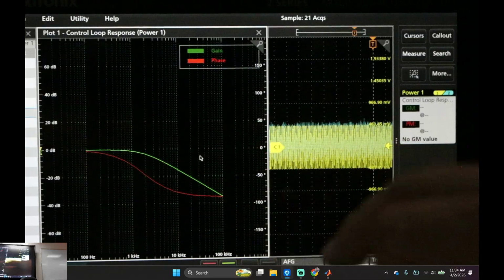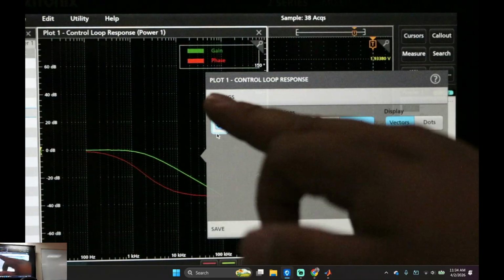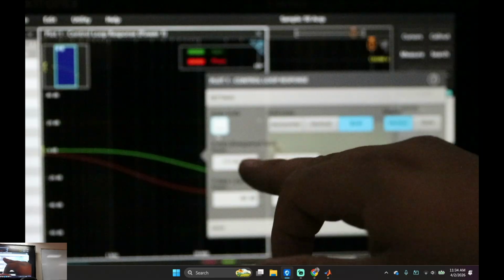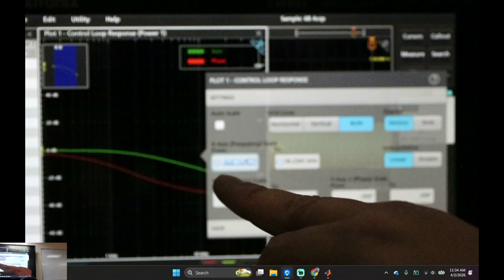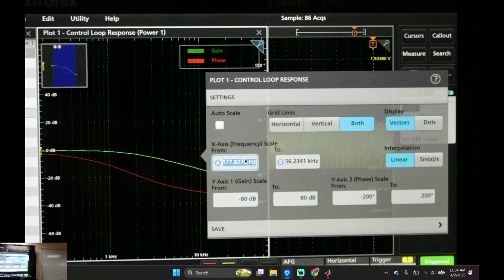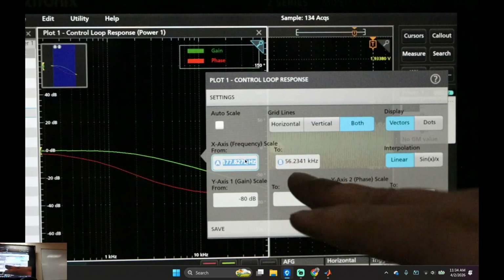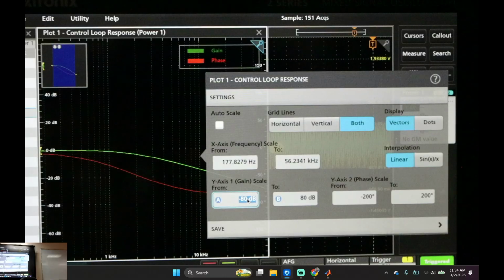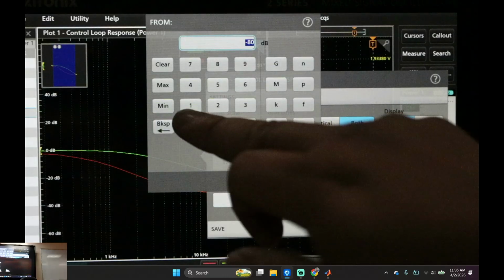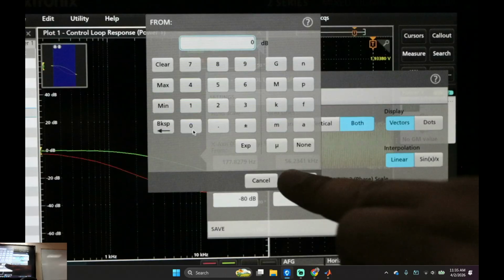Anyways, I'm going to double click on this. I'm going to do not auto scale. What's my frequency that I care about? Let's do, I like that, it's fine. Double click here. 0 dB. Enter.